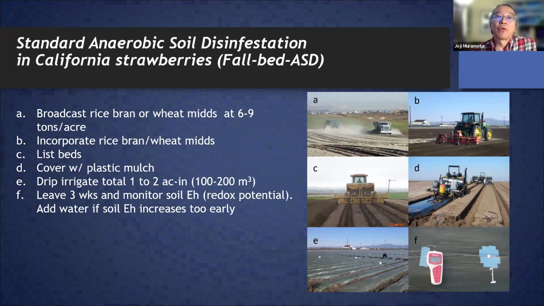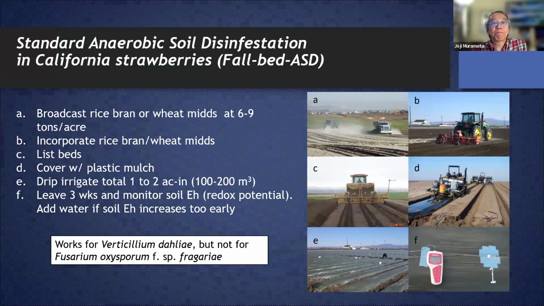And then drip irrigate total 1 to 2 acre inches. Those are standard strawberry practice. And then the amount of water is equivalent to the bed fumigation. And leave for 3 weeks or so. And then it is highly recommended to monitor soil Eh, redox potential, which is the indicator of anaerobic conditions during the 3-week period. And then add water if soil Eh increases too early.